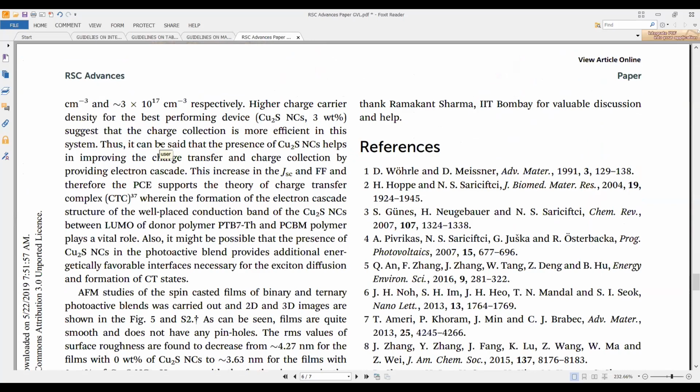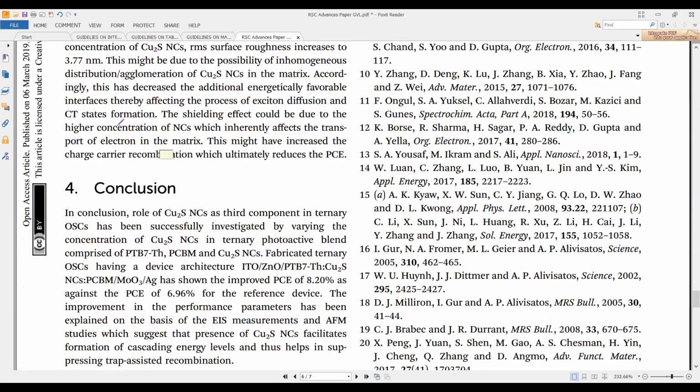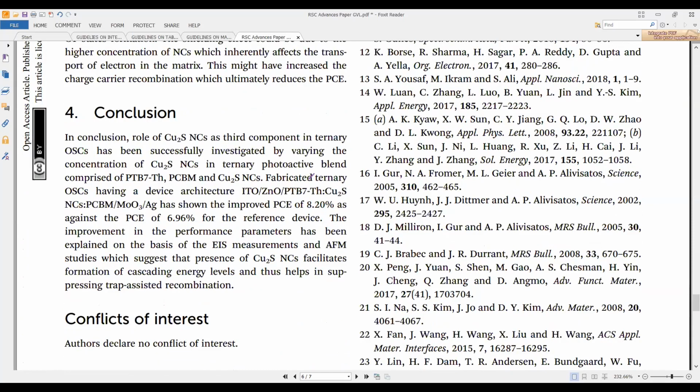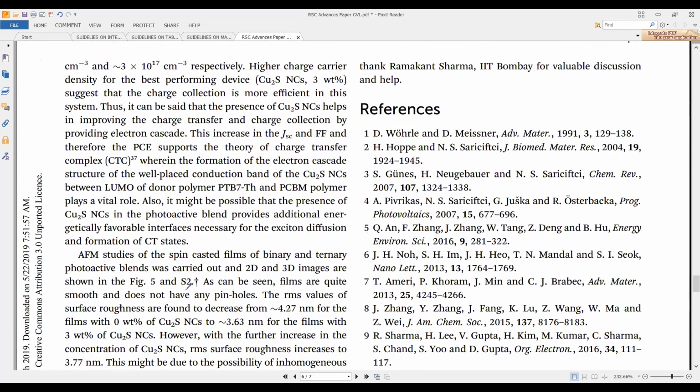Then at the end, conclusion. Clear cut conclusion. What are the findings of this research? Conflict of interest declaration. Authors declare no conflict of interest. Even one can add acknowledgement.